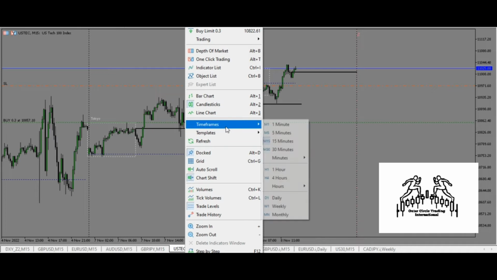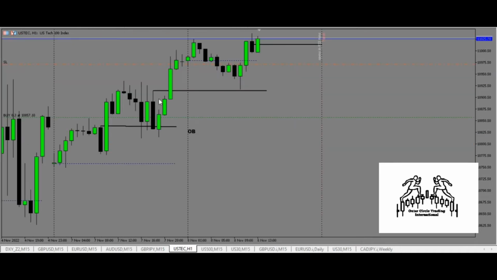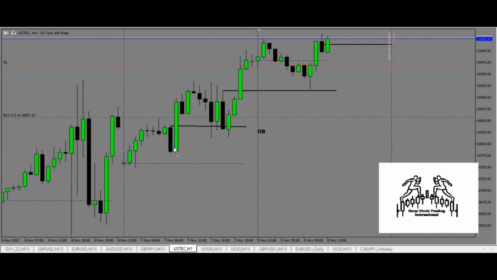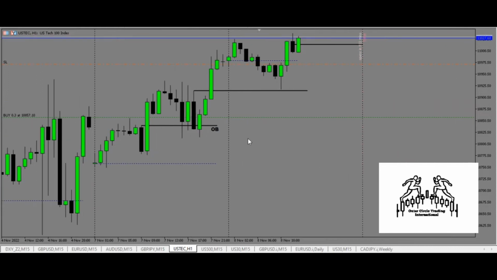So as you can see in this time frame, this order block right here is the order block that I used to take this trade yesterday. Let me bring it here so you can see clearly. This is the order block here.